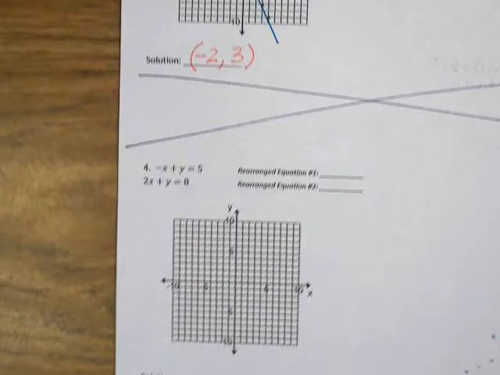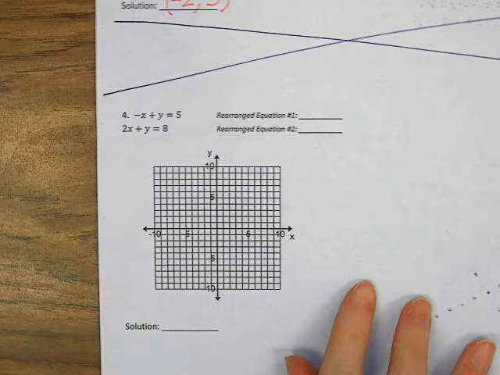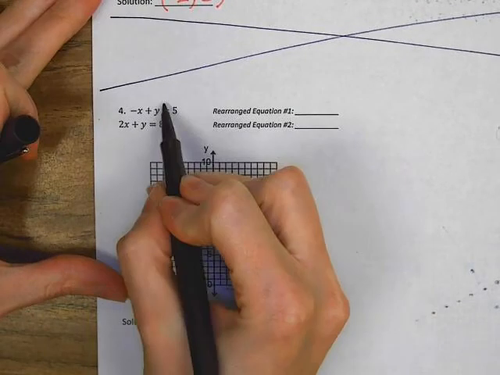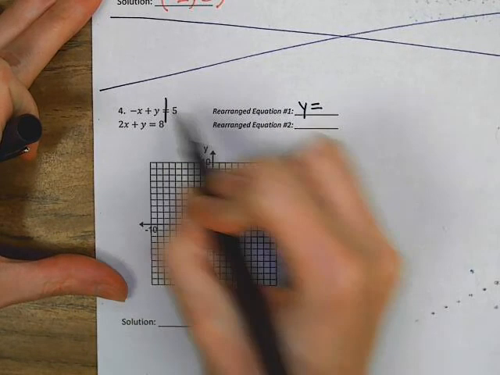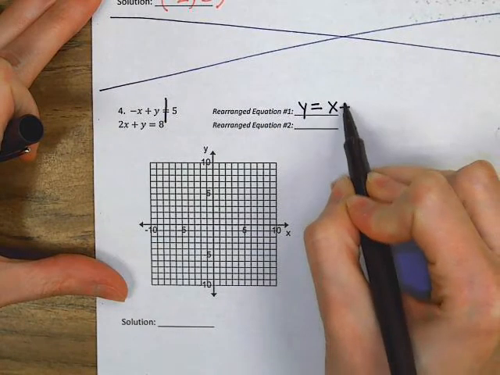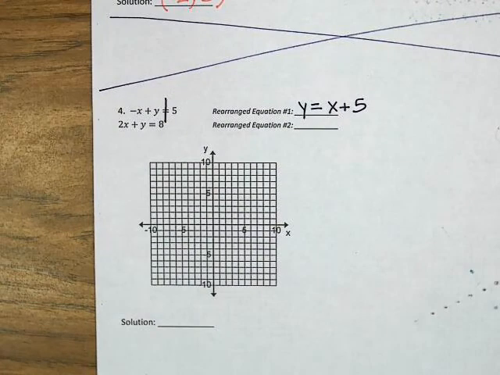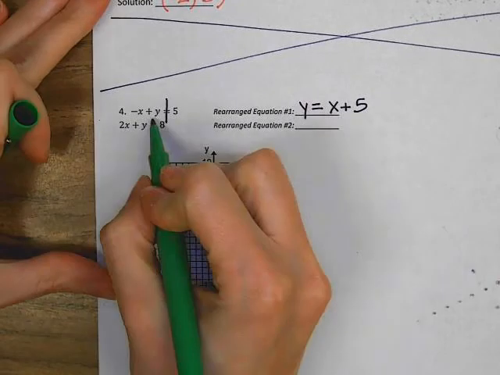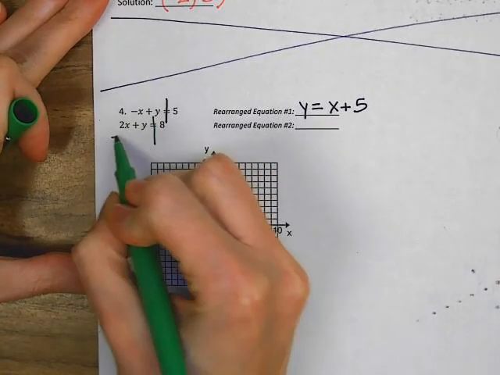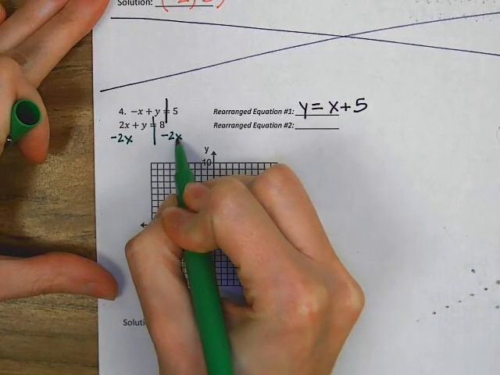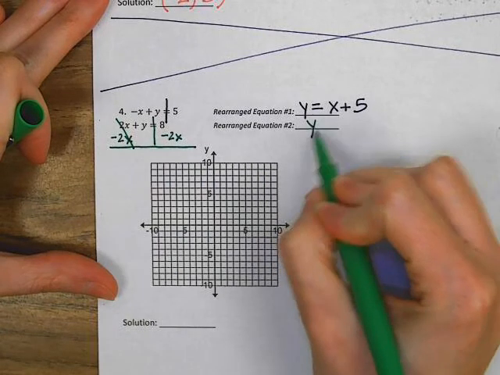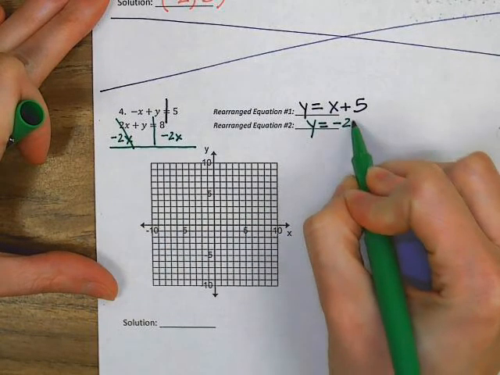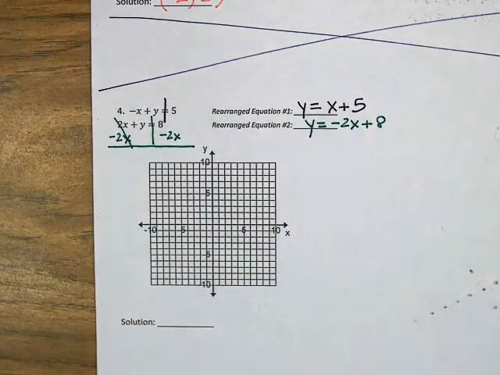Okay, for those of you that are still watching, number 4, we have to get y alone first. So for the top equation, we're going to have to add x. So y is going to be positive x plus 5. And then for the second equation, to get y alone, we have to subtract the 2x first. And there we go. Y equals, I'm going to rewrite the order, negative 2x plus 8. But it doesn't matter.